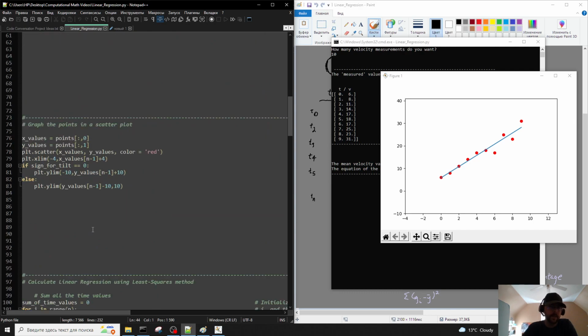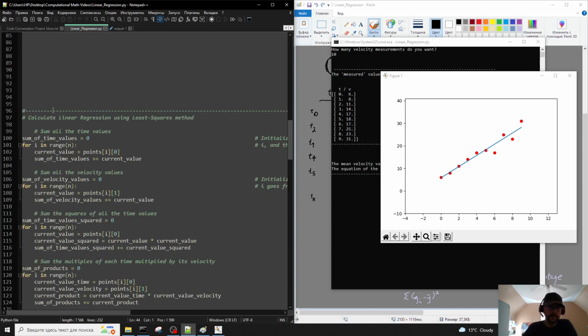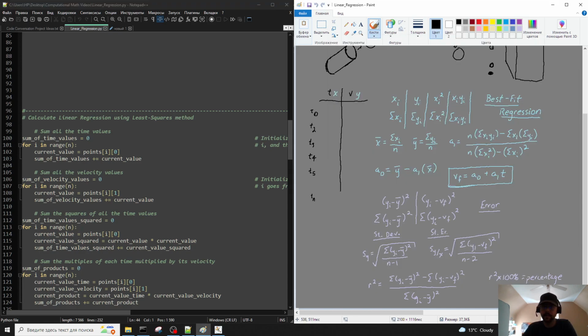Then I have it graph the points. I have it adjust the window accordingly so the graph more or less fits in the window. I have it calculate the linear regression using the least squares method, which was the blue items here.